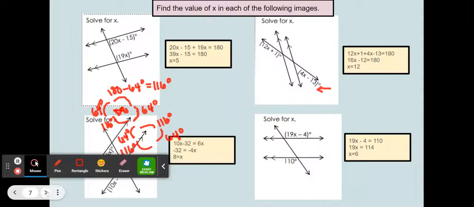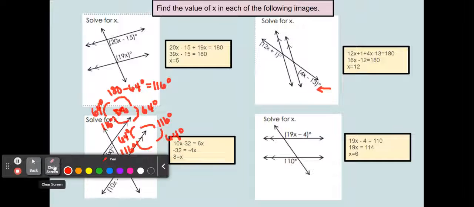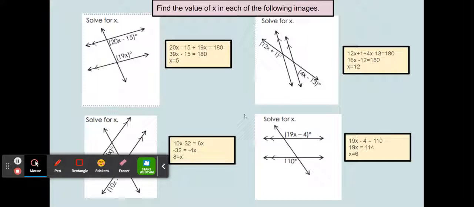All right. Let me get rid of my marks there. All right. So we had to use those angle relationships to help us solve problems here on slide 7.